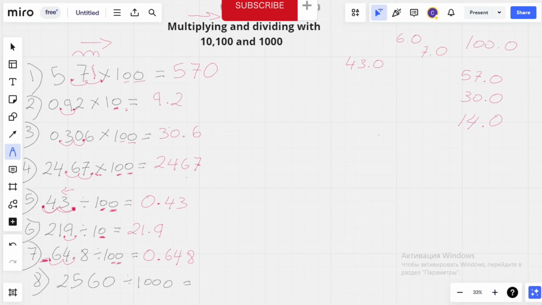Okay? Now the last one, how many zeros do we have? 1, 2, 3. So this is a whole number. So where's our decimal? It's right here. So it's 1, 2, and 3. So our answer will be 2.560. Okay, so that is it.